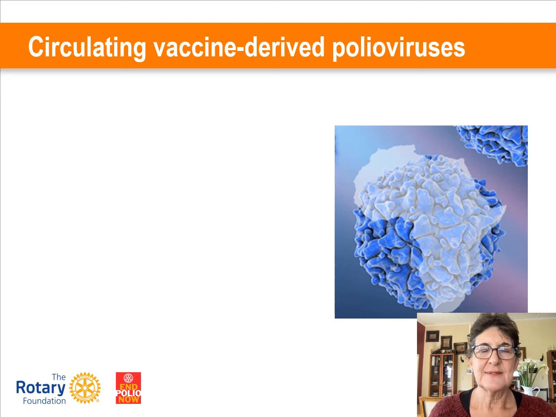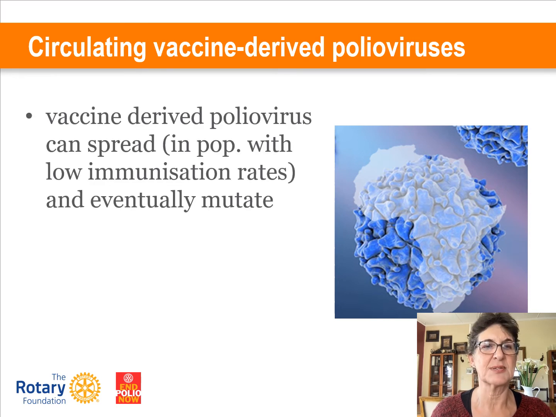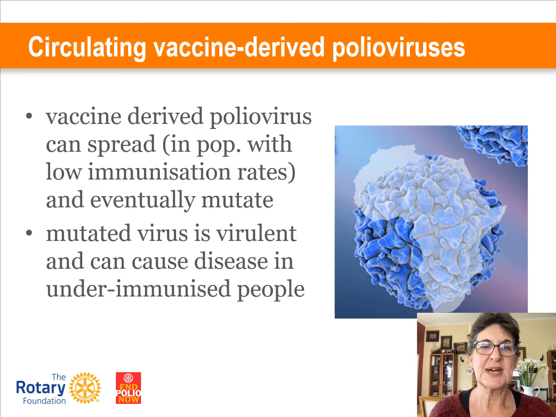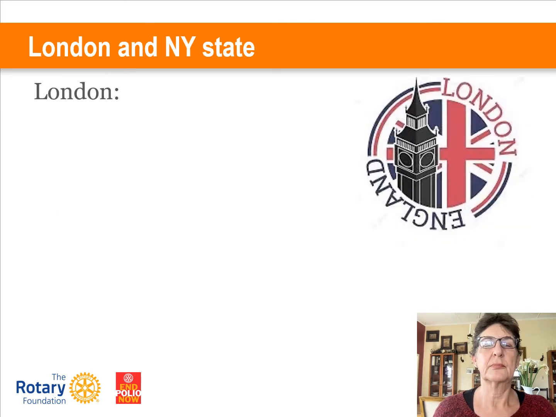So circulating vaccine-derived polioviruses are vaccine-derived polioviruses which can spread in populations with low immunization rates and eventually mutate. The mutated virus is virulent and can cause disease in under or unimmunized people. So we all know that there has been polio in London and New York State. So let's have a look and see what's going on.